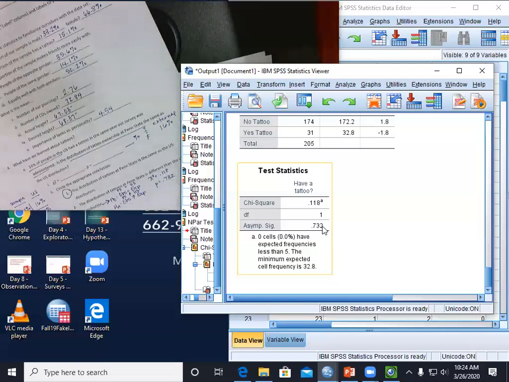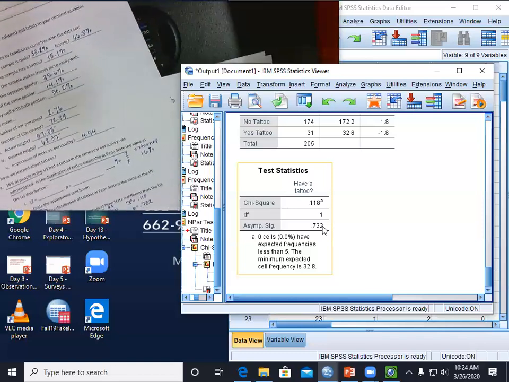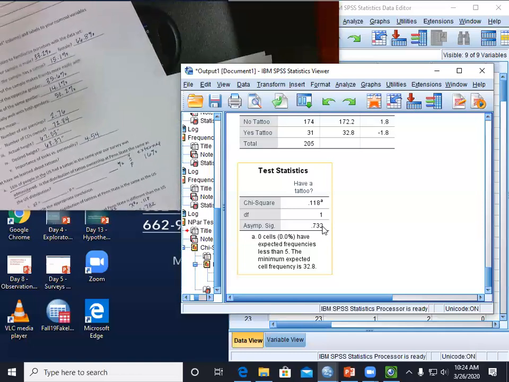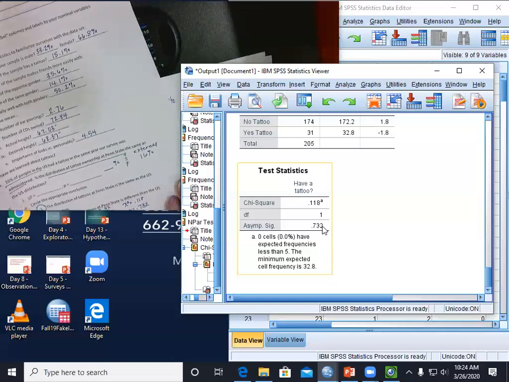We had some information from our sample, we did the test, now we can use that information from our sample to make an inference about the population. Based on what my sample told me, now I think at the population level that Penn State students generally are just as likely as the general US population to have a tattoo.